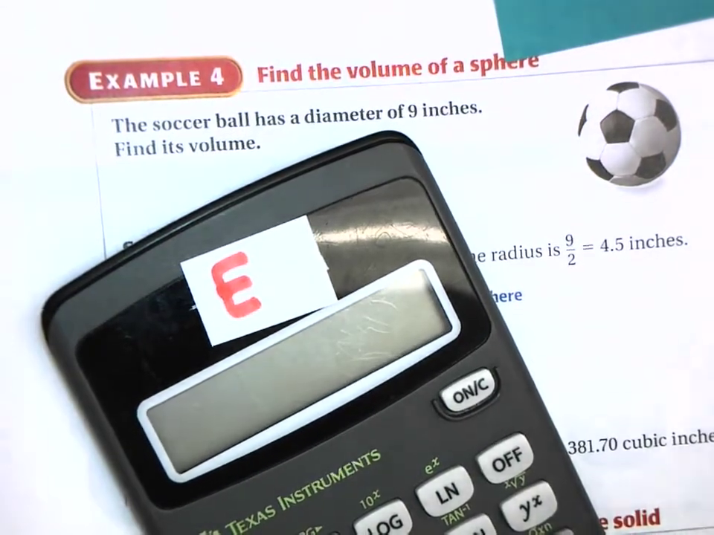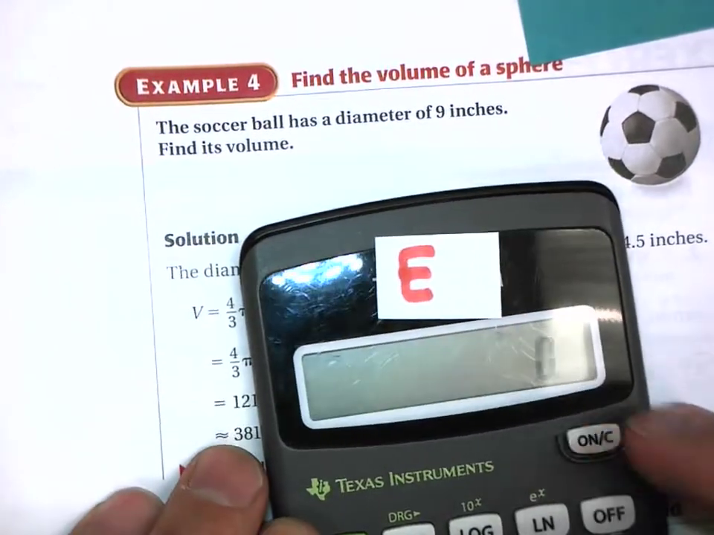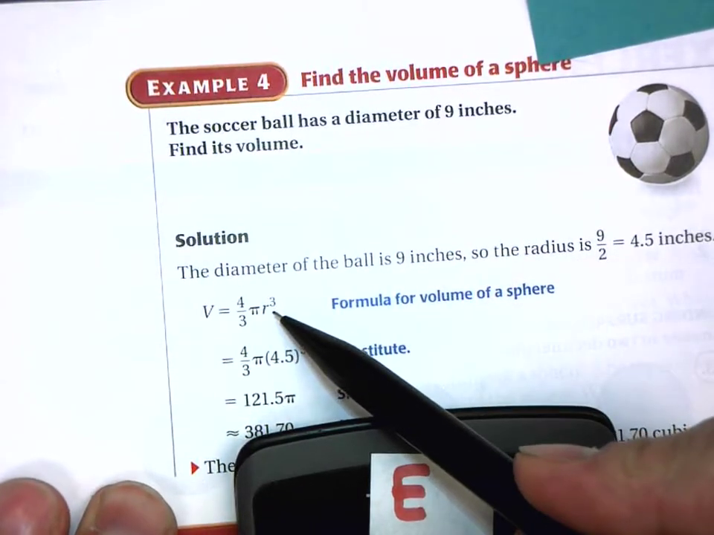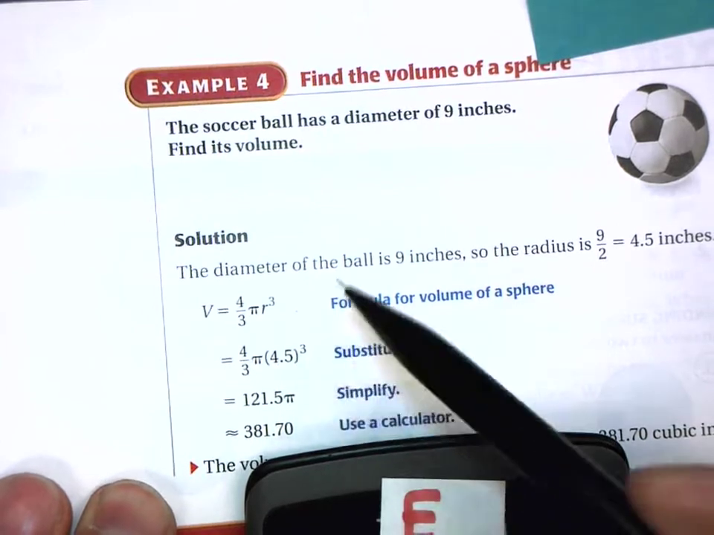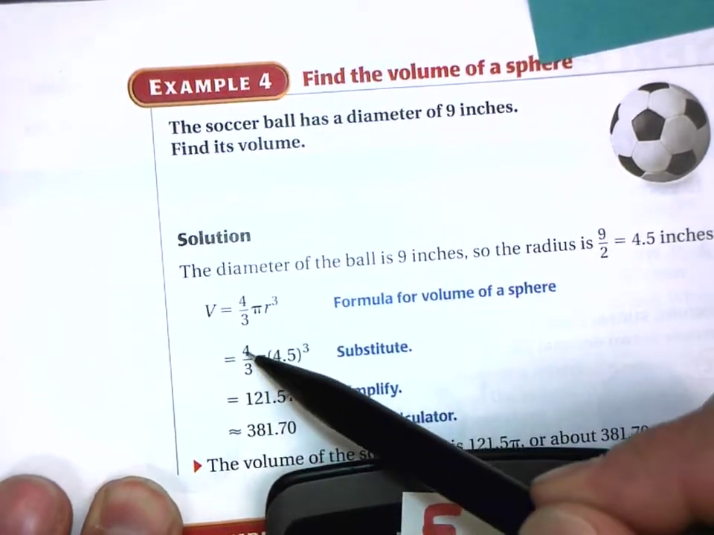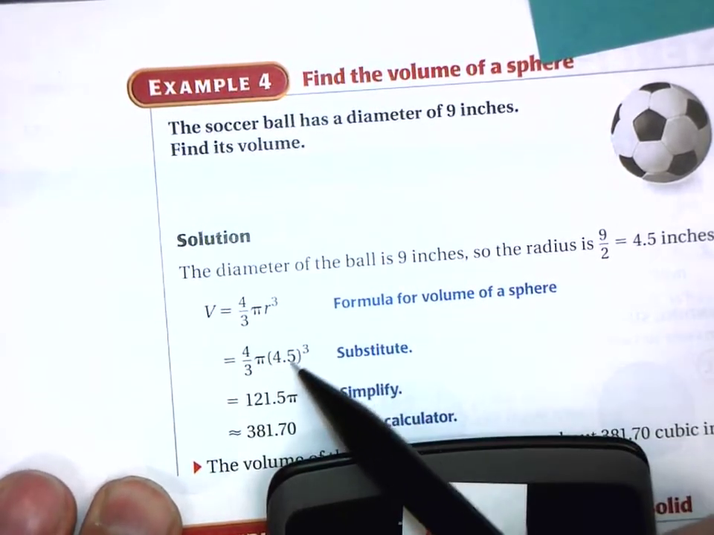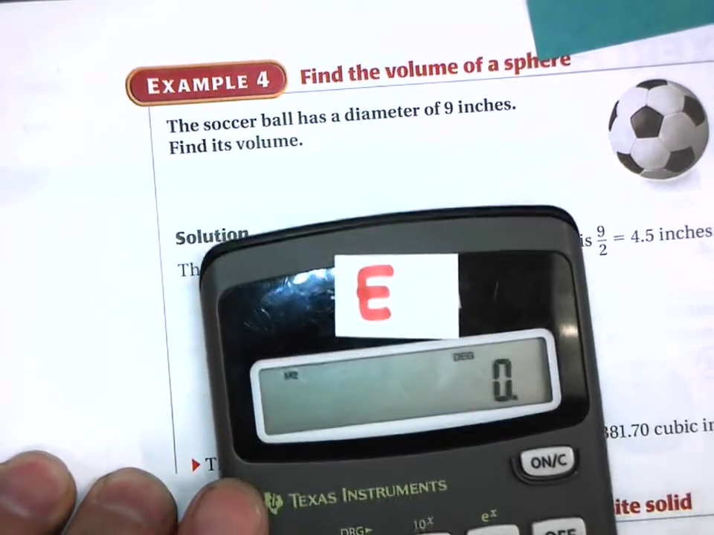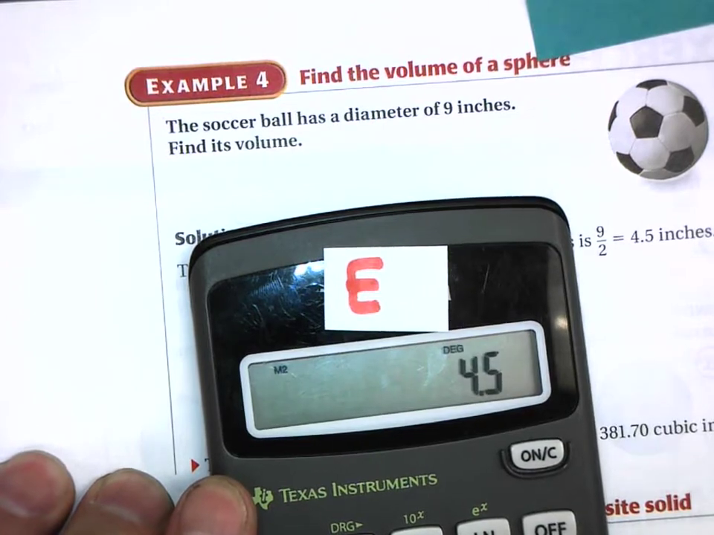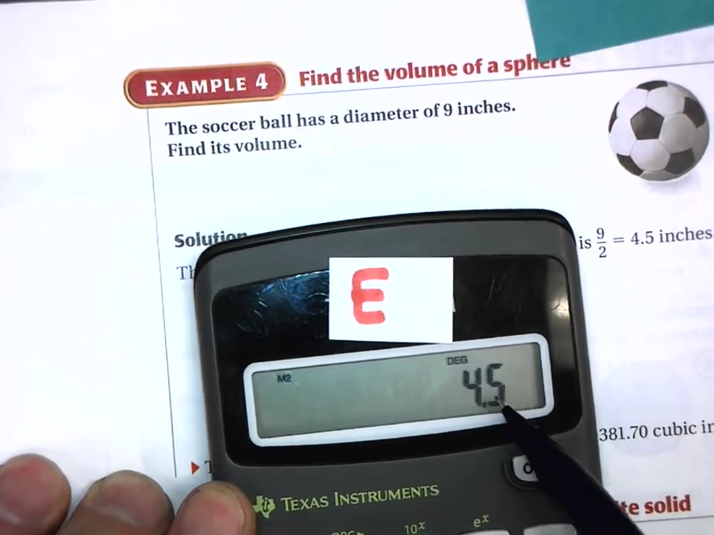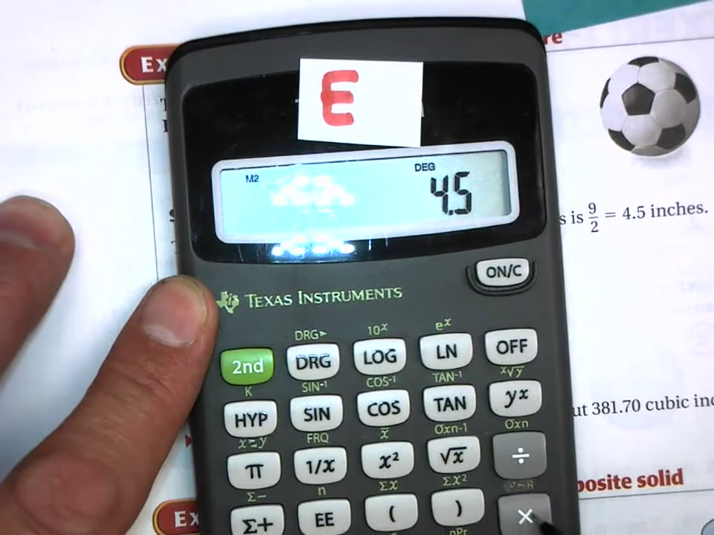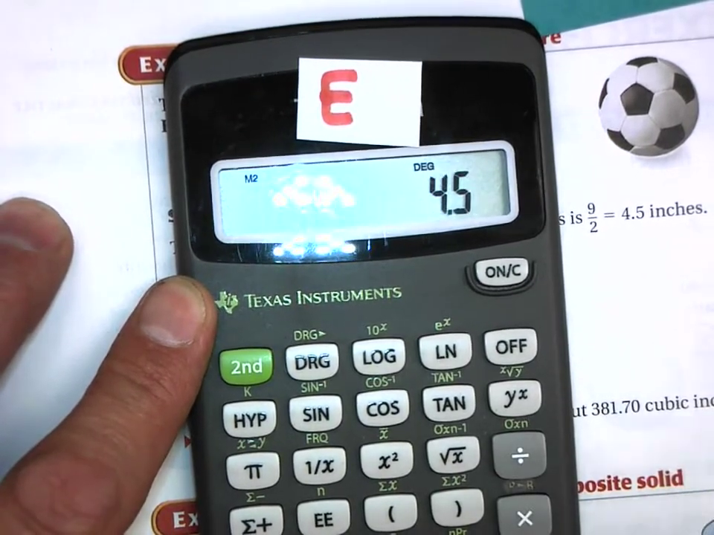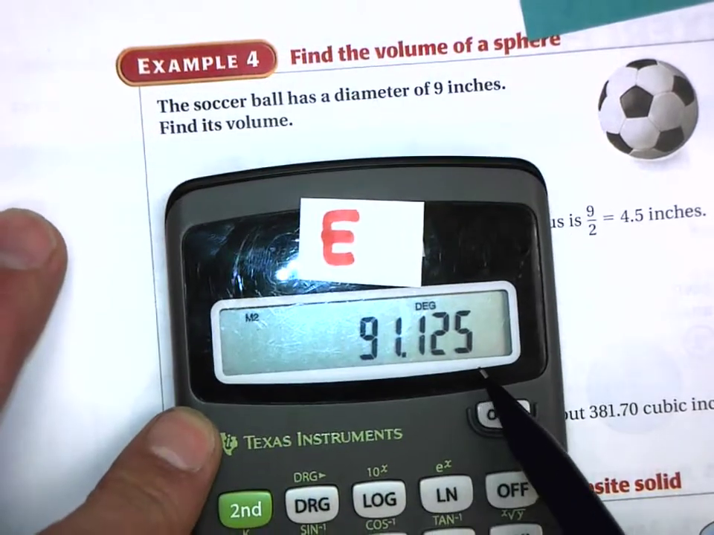So let's figure out how to turn this thing on first of all, and let's figure out how to cube something. So I want 4.5. Well, first of all, let's do the 4/3. No, let's do the cube first. To do cubed, let's say we want 4.5 cubed. You could, if you wanted to, simply say times 4.5 and then times 4.5 to get your number.